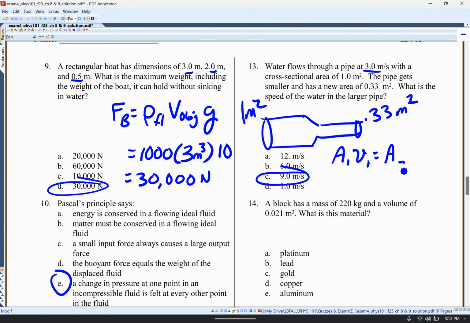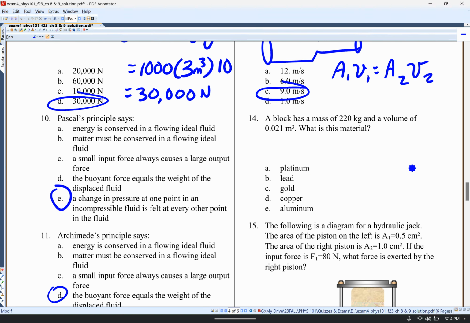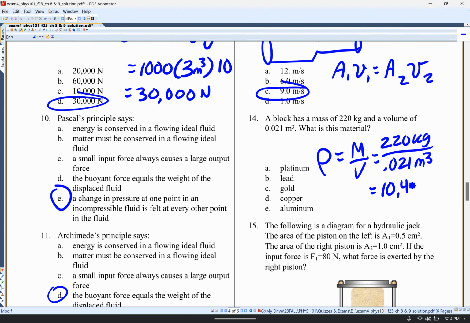What is this material? It has a mass of 220 kilograms and a volume of 0.021 meters cubed. I just find its density. I can measure its mass and its volume, measure the volume by displacement perhaps, and then if I can find its density, I can check against my table of densities and determine which one it is. So that's 220 divided by 0.021. I get 10,476. And that's lead. I don't have that table right in front of me, but I do have the answer, so that's lead.